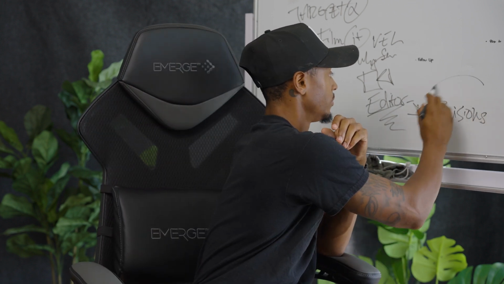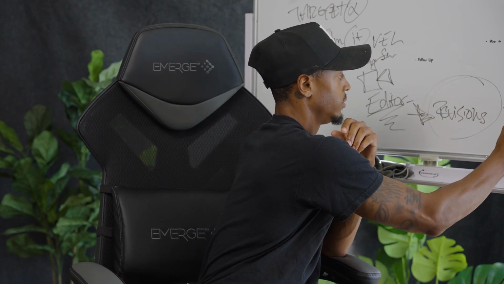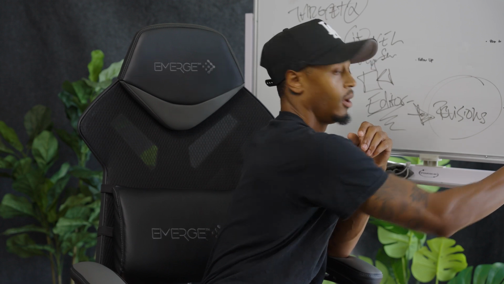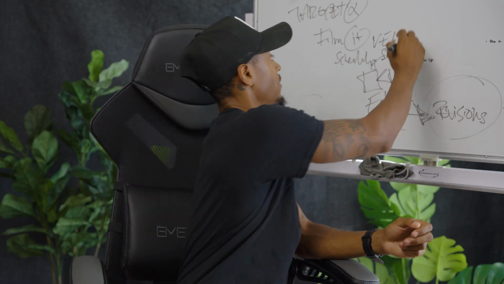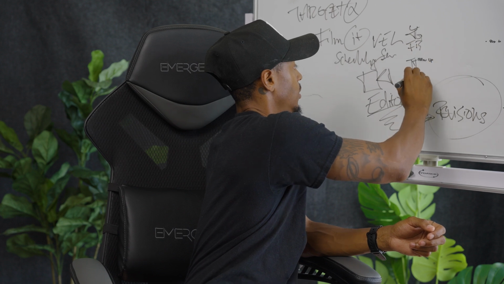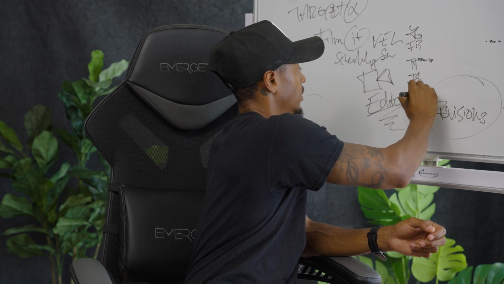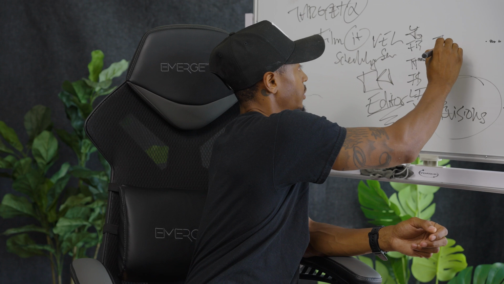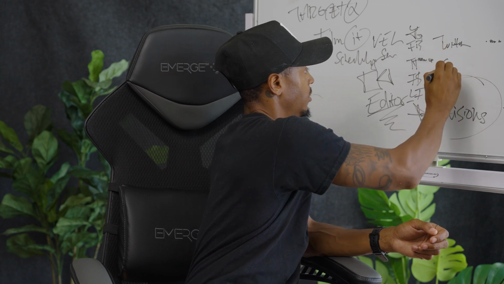After revisions is getting the content out to the platforms. So what are our platforms? We have IG, we have Facebook, we have TikTok, we have Instagram, we got LinkedIn, you got Twitter. Depending on how many posts you do a day, you want to make sure you're getting all that content out to the social media platforms.